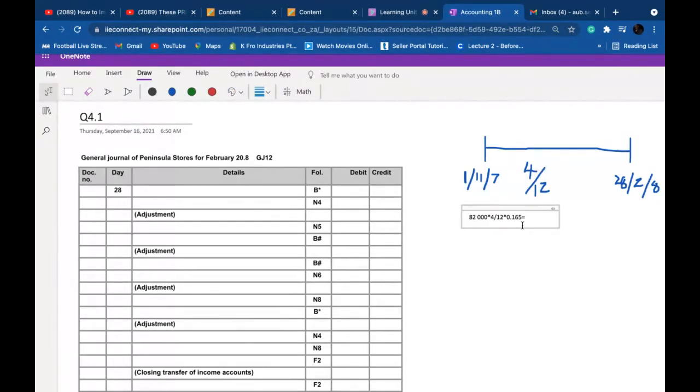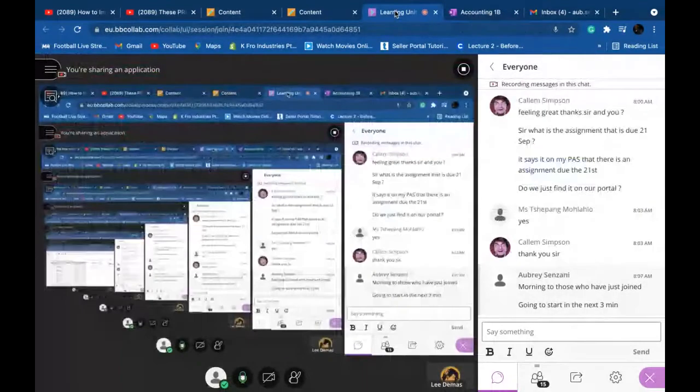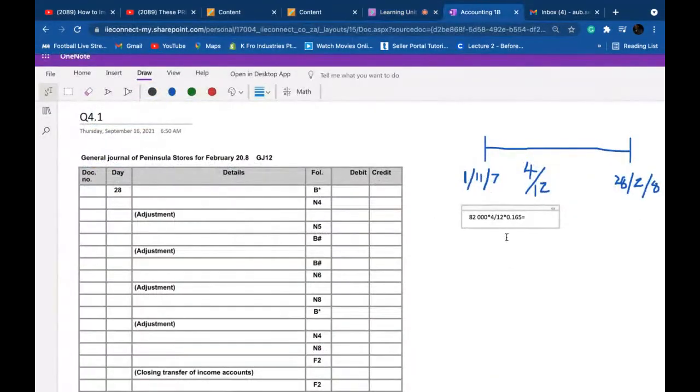Somebody quickly calculate that in the chat. Somebody please calculate that for me in the chat. Okay, I'm going to return to the screen so you can see the calculation. Okay, so we have that there. Whilst you guys are calculating that in the chat, I want to then move to the next adjustment.